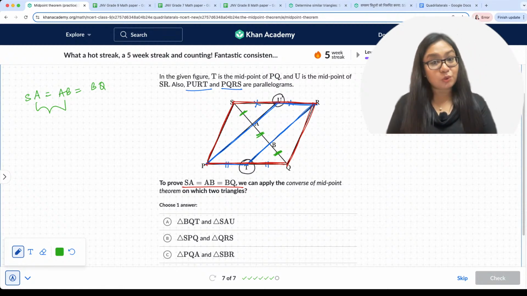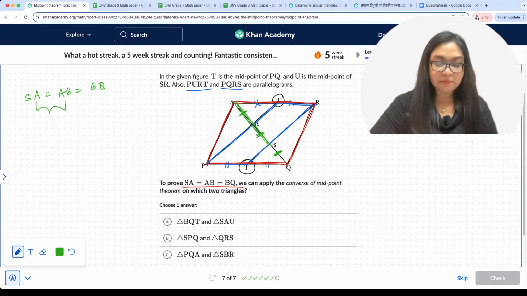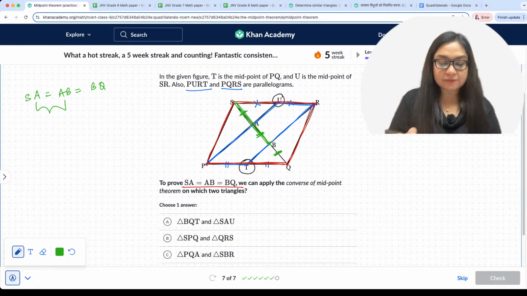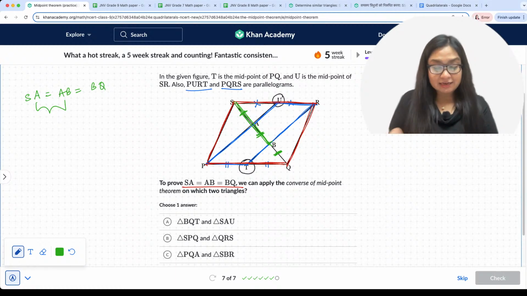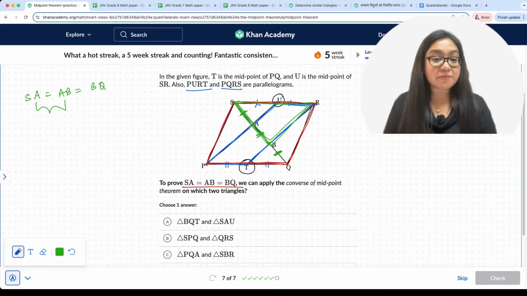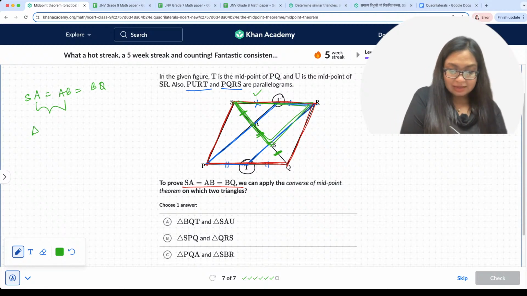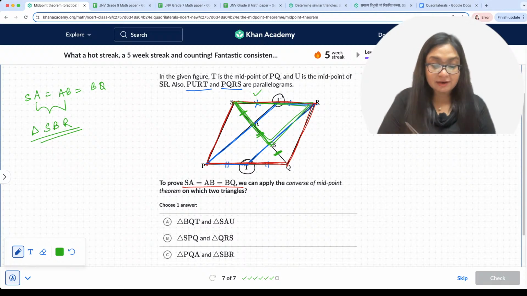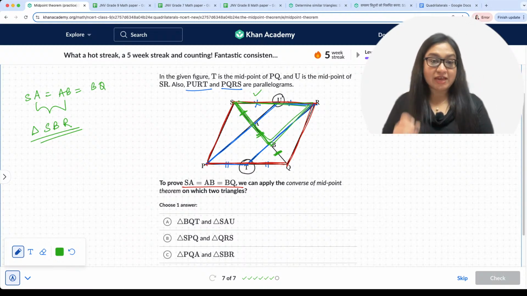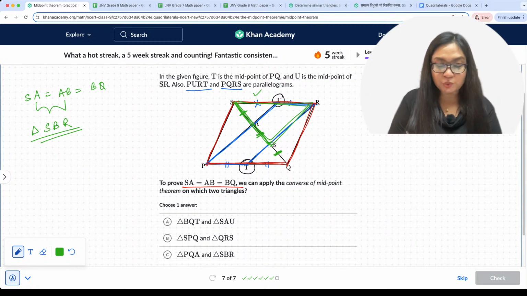SA बराबर AB, तो ये क्या दिख रहा है मुझे, SA और AB यहां तक दिख रहा है, that means I am looking at this green side, and can I say that this triangle over here can be used, right? I can use triangle SBR and say that here I have U is midpoint of SR, right? And this is a parallelogram. PURT is a parallelogram. So U is a midpoint.